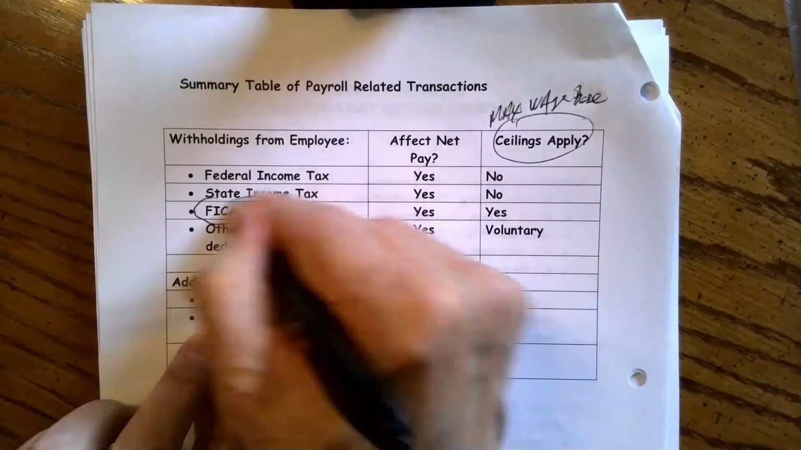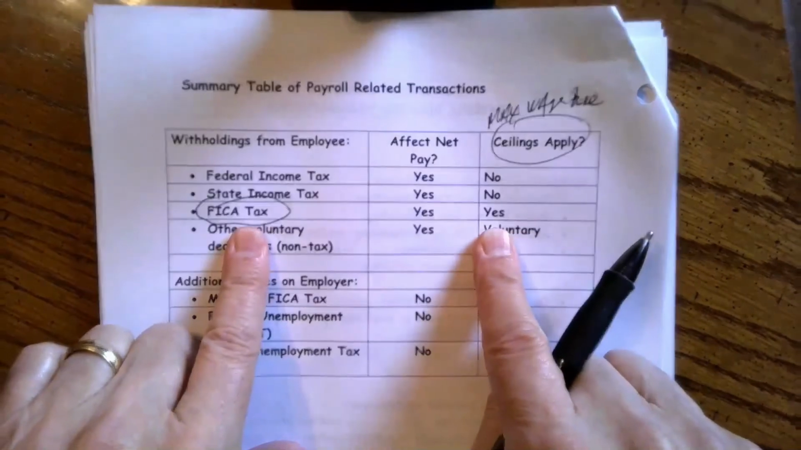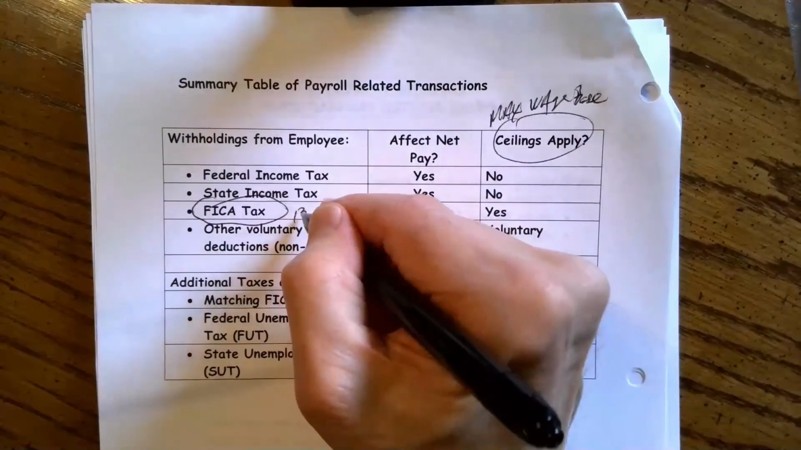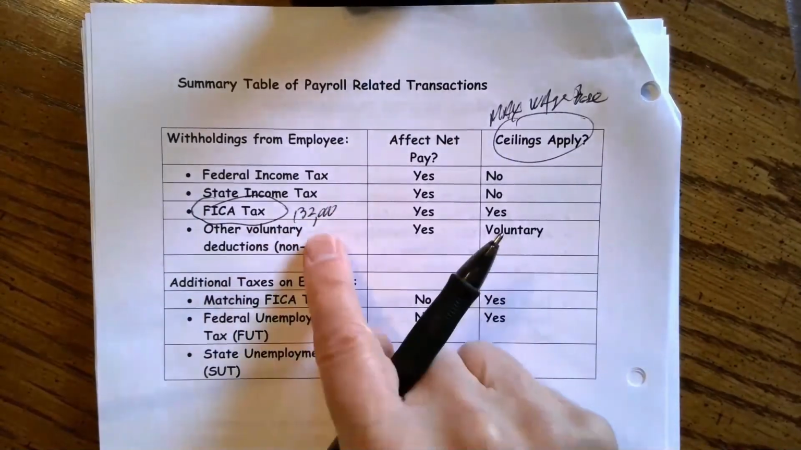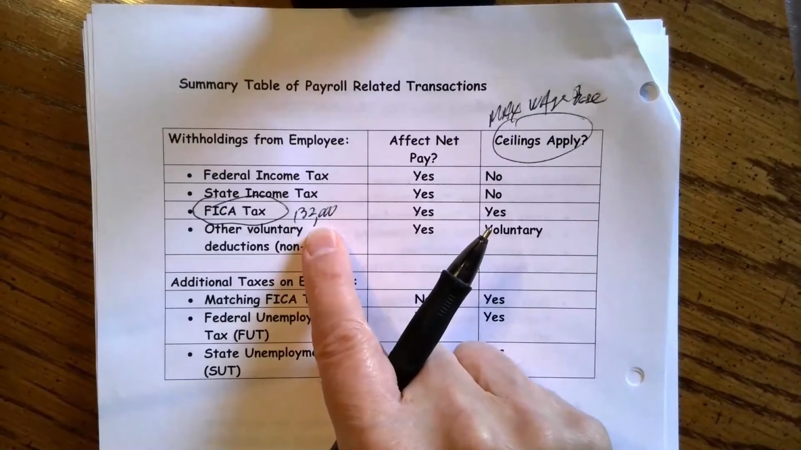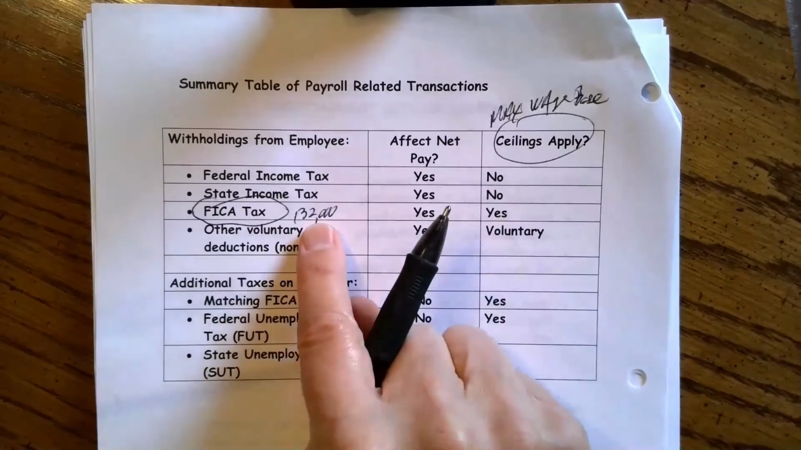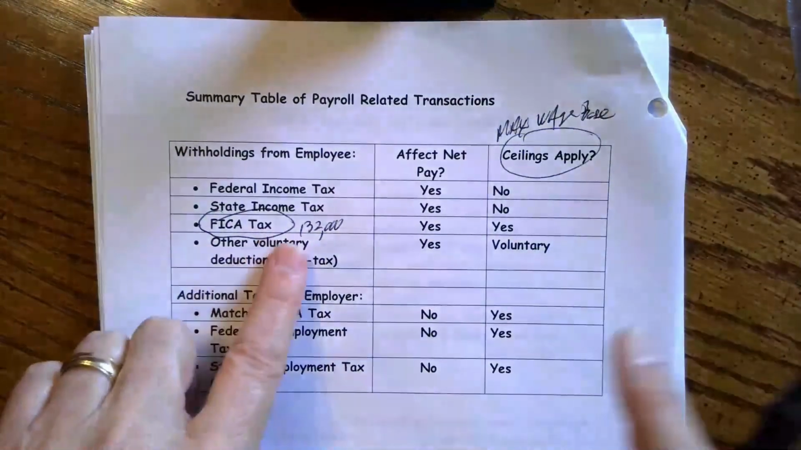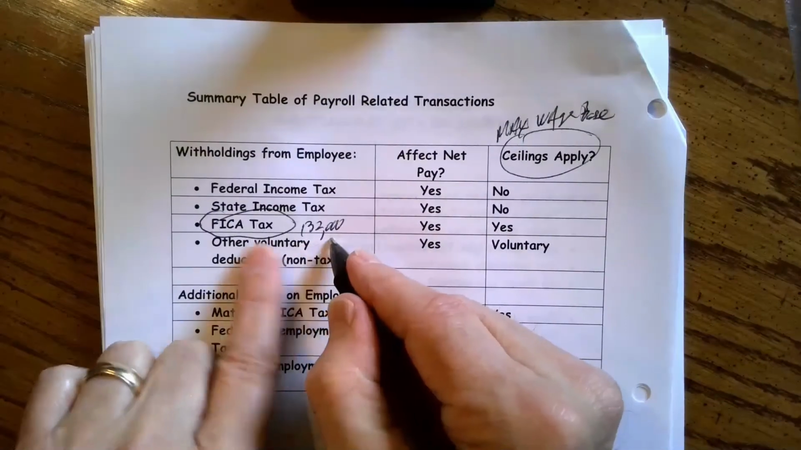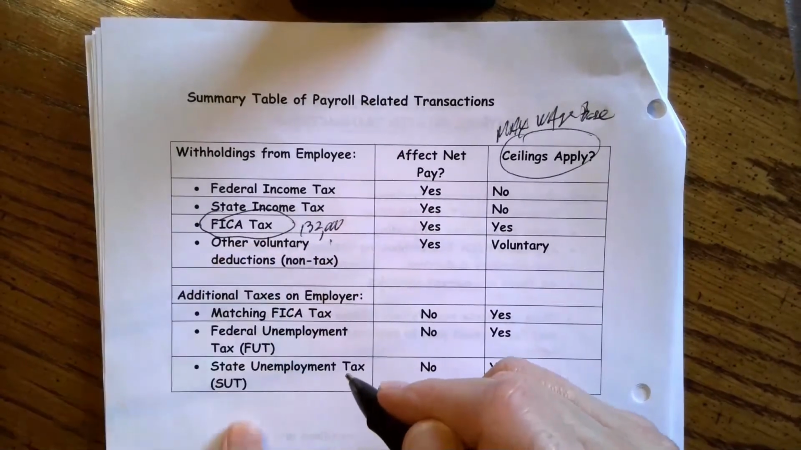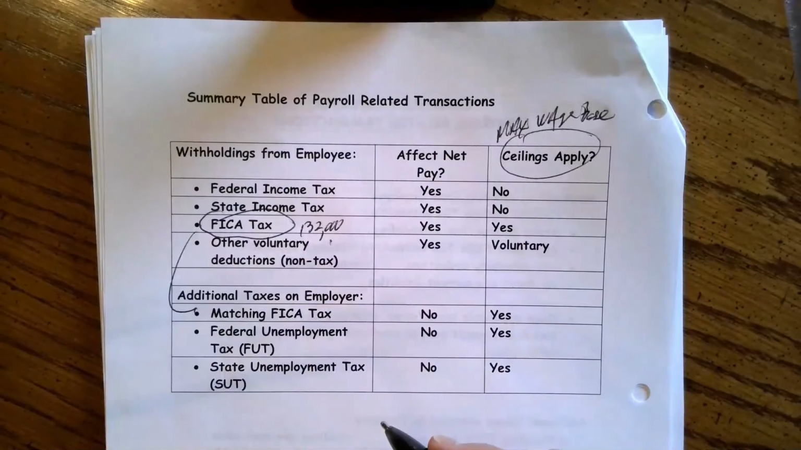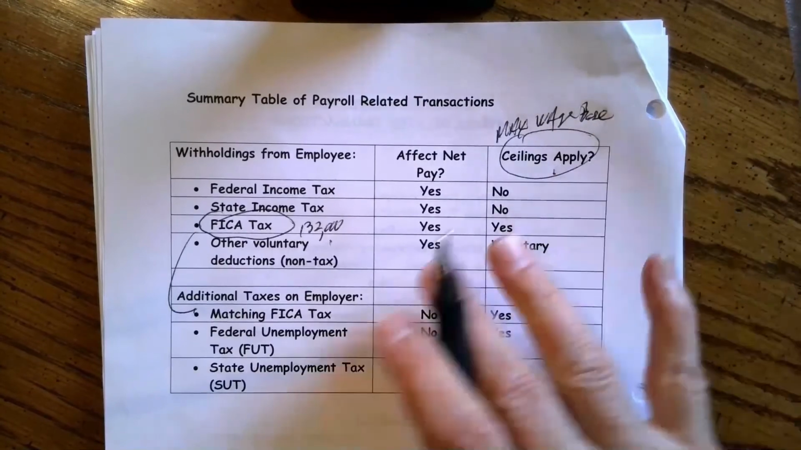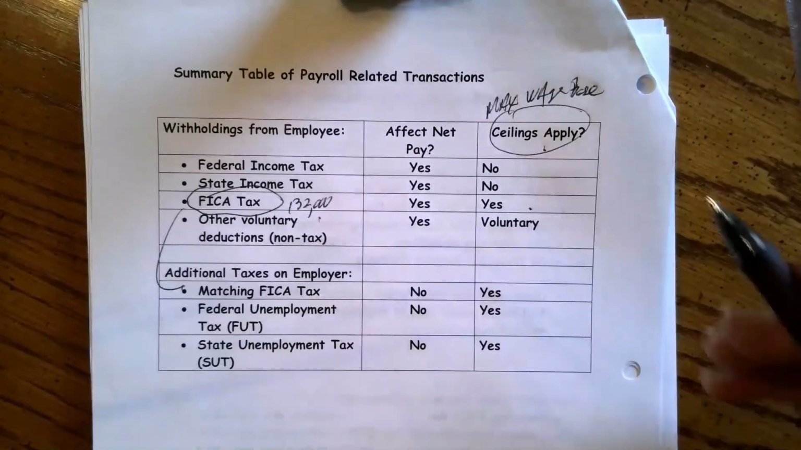For instance, FICA. This is a wage base ceiling that changes about every year. Currently it's around $132,000. Check your book for the assumed rate for homework problems. What this means is cumulative wages for an individual employee above the ceiling amount do not have FICA withholding, and also do not have matching FICA tax for the employer. So some tax withholdings are subject to a ceiling, not all of them. FICA is one that has a ceiling.